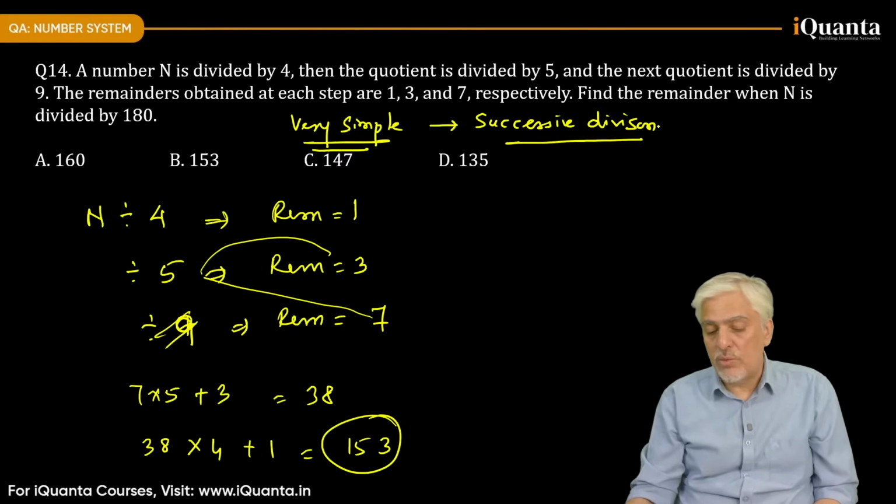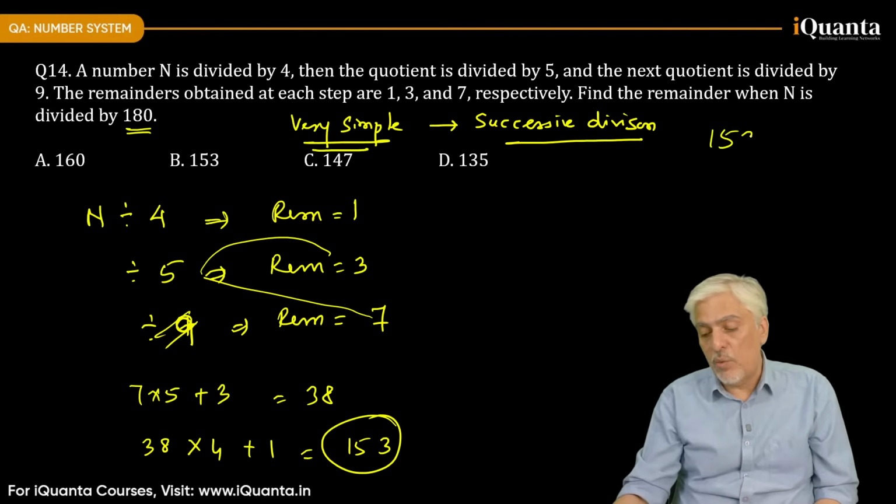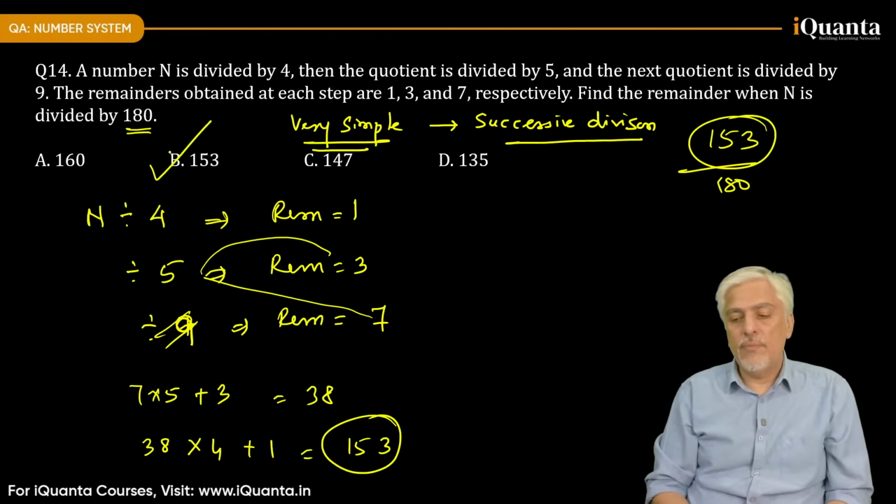Or we have been asked what is the remainder when it is divided by 180. तो 153 को 180 से divide करोगे तो remainder will be 153 only. So answer is second option. Okay, we have done this in class also.